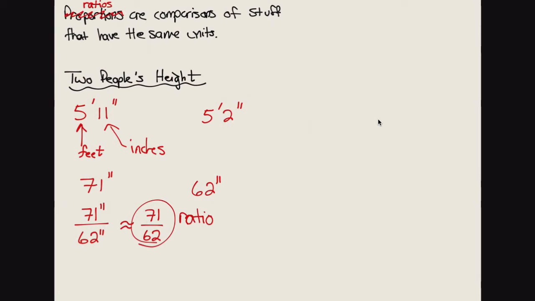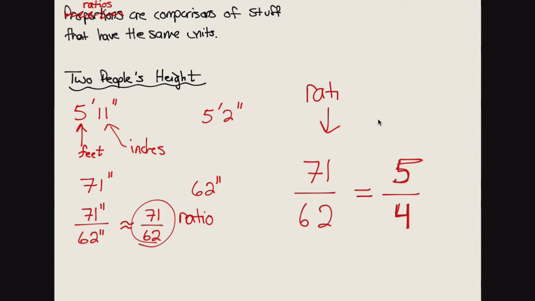Now, I want to know if the ratio of my mother's height and my height, so I was doing a comparison, is equal to 71 over 62. I want to know if that is equal to 5/4. Because when I compare two fractions, so notice here's a ratio, or I should say two ratios. Here's a ratio, and here's a ratio. When I compare two ratios, this is called a proportion.